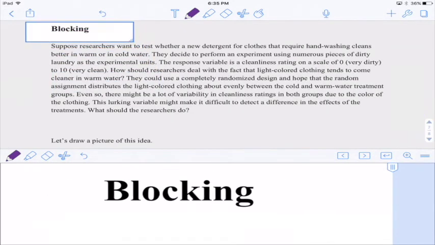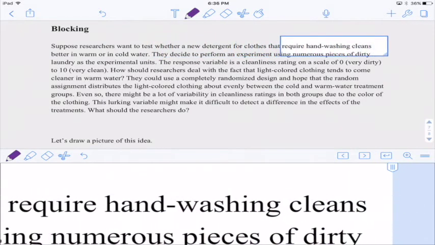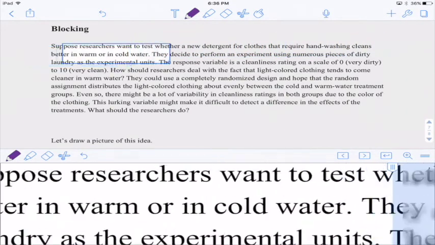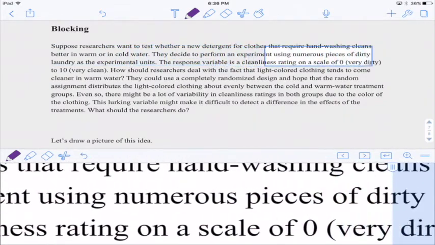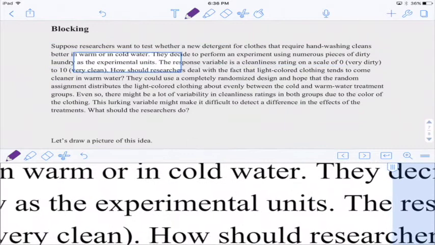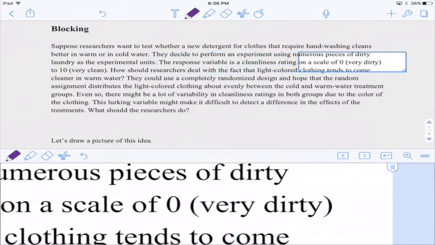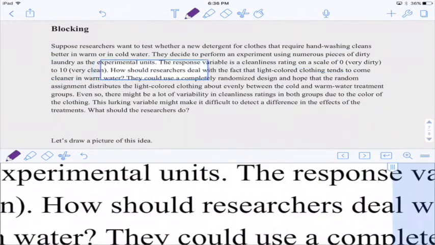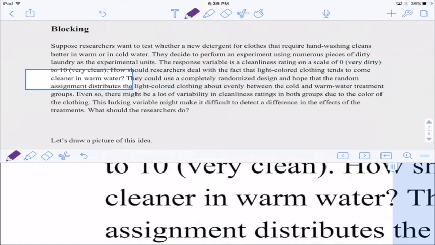Blocking is a different type of experimental design. So suppose researchers want to test whether a new detergent for clothes that requires hand washing cleans better in warm or cold water. They decide to perform an experiment using numerous pieces of dirty laundry as the experimental units. The response variable is a cleanliness rating on a scale from 0 to 10. How should researchers deal with the fact that light-colored clothing tends to come cleaner in warm water?